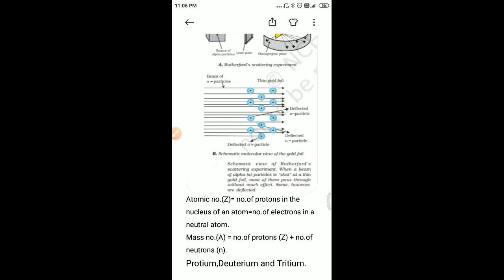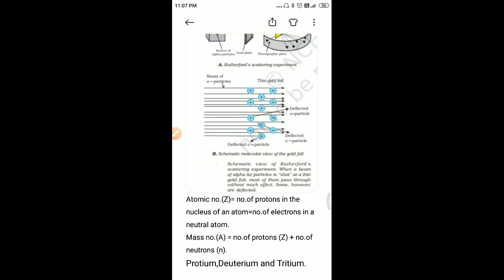Another problem. In this problem, you have to find out the number of electrons, protons and neutrons in a species, which are equal to 18, 16 and 16 respectively. So here you have to assign the proper symbol of the species which belongs to 18, 16, 16 of electrons, protons and neutrons respectively.